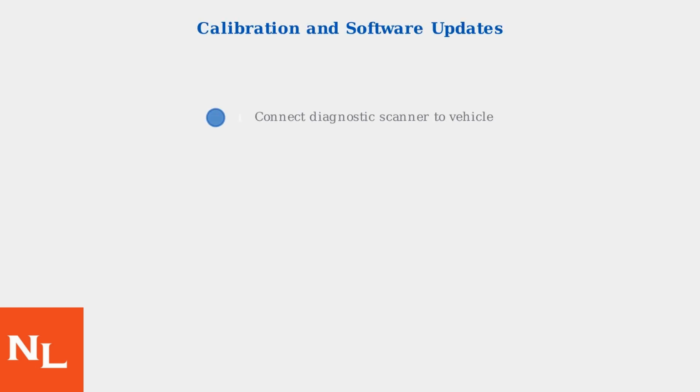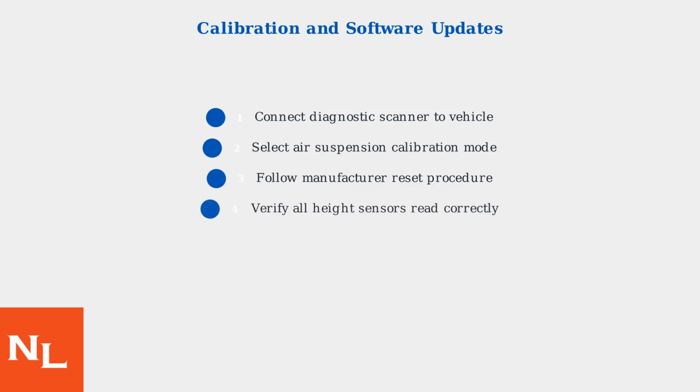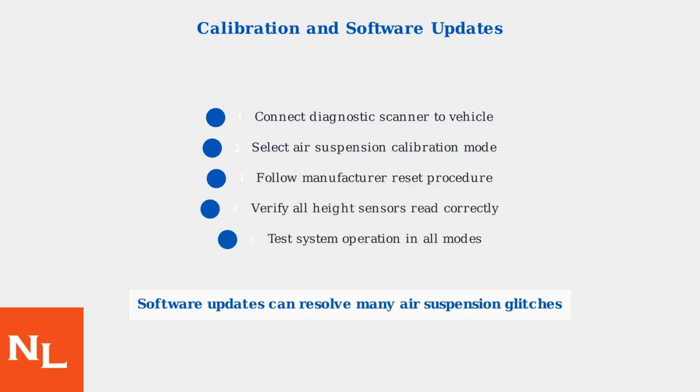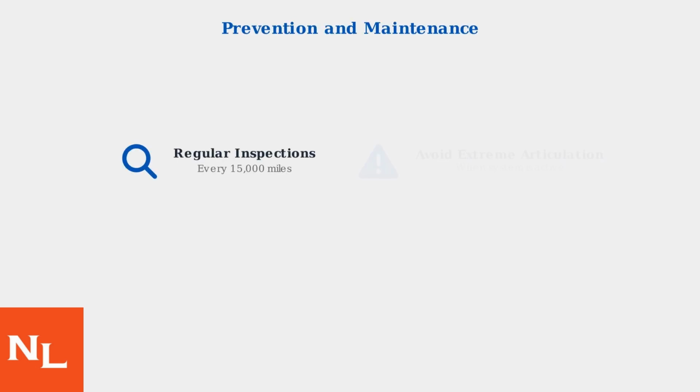After replacing any air suspension component, proper calibration is crucial. The system must relearn height sensor positions and pressure parameters. Software updates from Jeep can also resolve many electronic glitches without hardware replacement. Prevention is always better than repair.